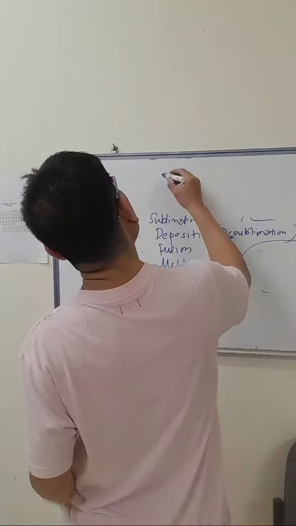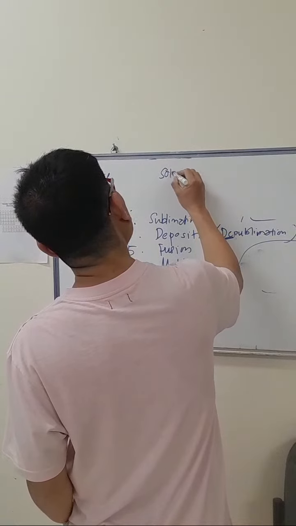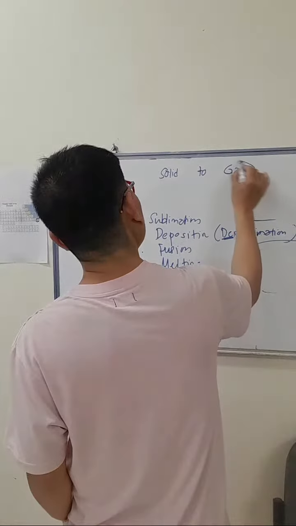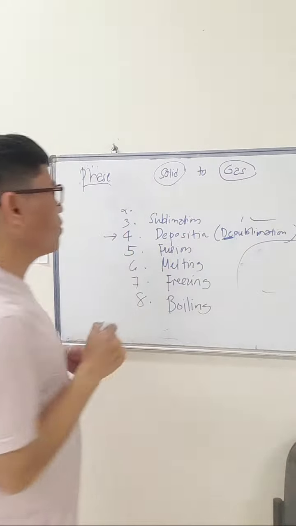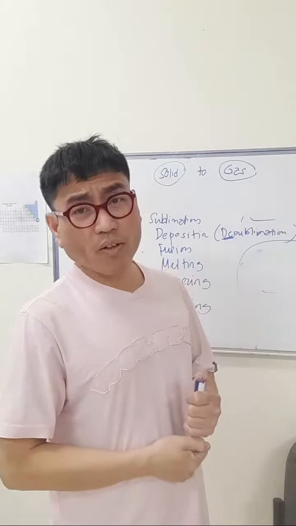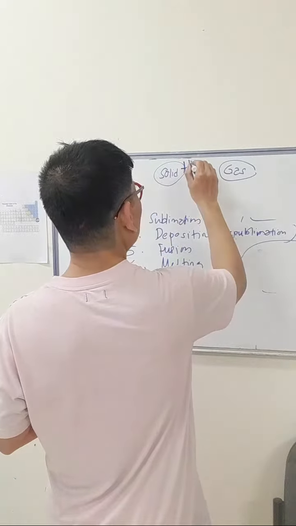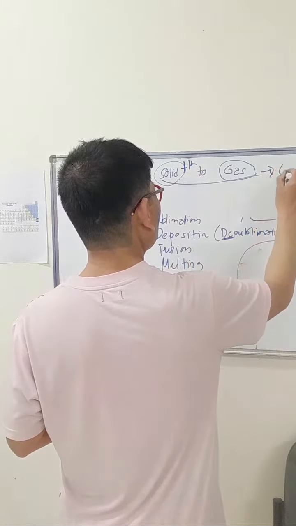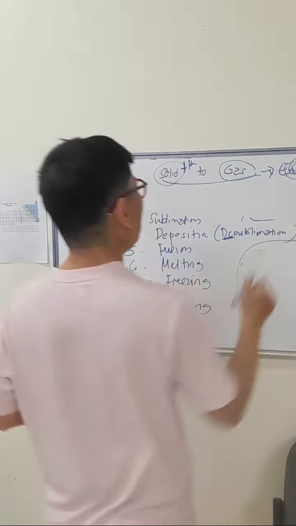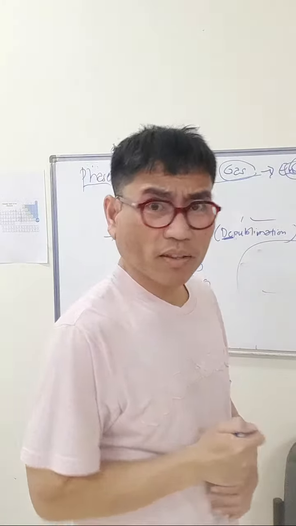Okay, now sublimation. What's this? From solid to gas. Solid to gas. It's clear, guys. So what will you do to the solid to become a gas? Meaning, you add heat and absorb heat. The heat will be here, plus heat. So this is endothermic. Any process that will produce a gas is normally endothermic. You get the point?